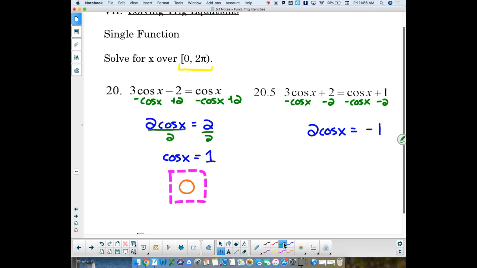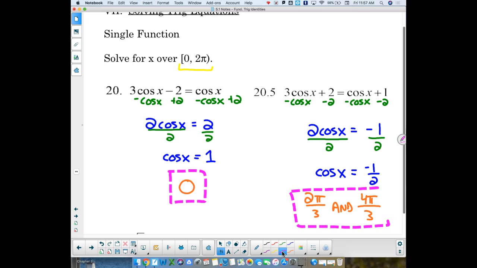Now, I divide both sides by 2. And that gives me cosine of x equals -1/2. So where on the unit circle is cosine equal to -1/2? 2 pi over 3 and 4 pi over 3. And both of those are my answers.